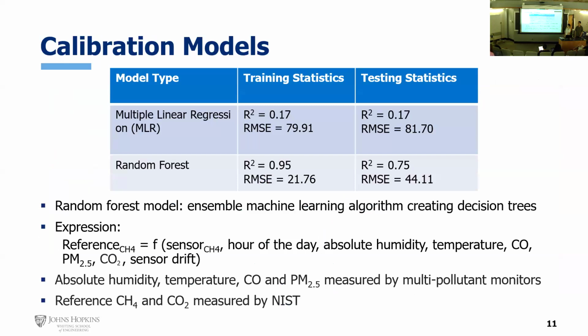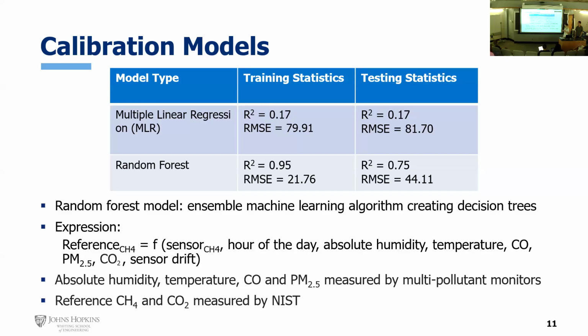So we try different types of calibration models. First, we develop a multilinear regression model. It performs pretty badly, with an R-square of 0.17 in both the training and testing data sets. Then we switch to a machine learning model. We use the random forest algorithm.